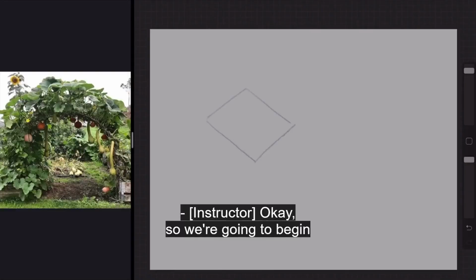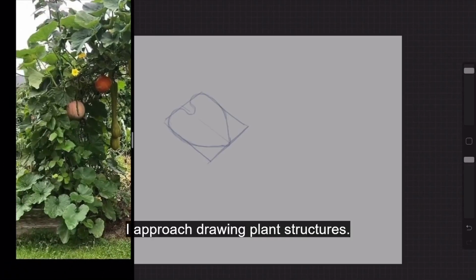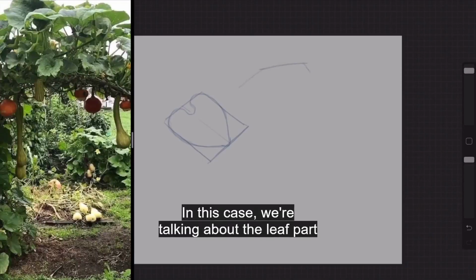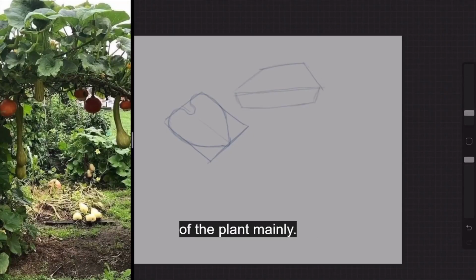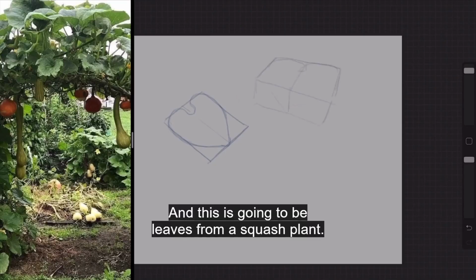Okay, so we're going to begin by explaining how I approach drawing plant structures. In this case, we're talking about the leaf part of the plant mainly, and this is going to be leaves from a squash plant.